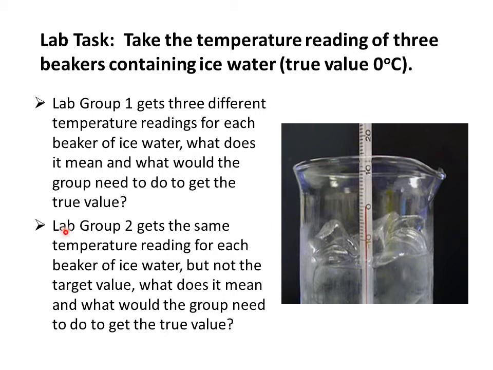Let's say in the second lab group, they get the same temperature reading for each beaker of ice water, but not the true value. What does it mean, and what would the group need to do to get the true value? Ponder that, as I will perhaps be asking a discussion question similar to this.